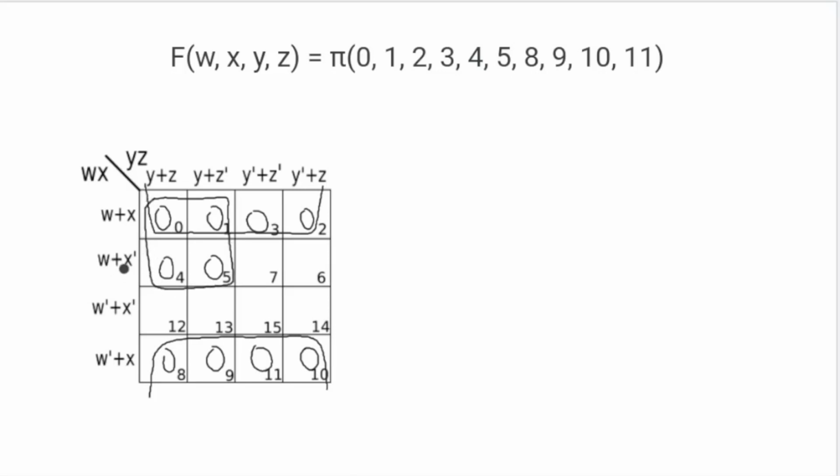Let's proceed on to the reduction part. So we'll say quad, and then we'll identify our quad. So it is, sorry, this has to be capital M. So M0 dot M1 dot M4 dot M5, and this will reduce to, over here X is changing, so W will remain, and at the top Z is changing, so Y will remain.